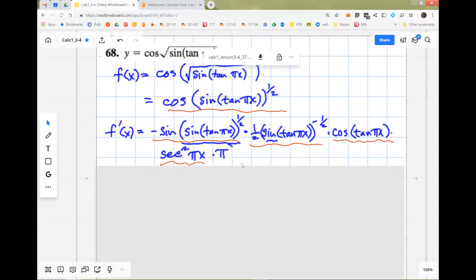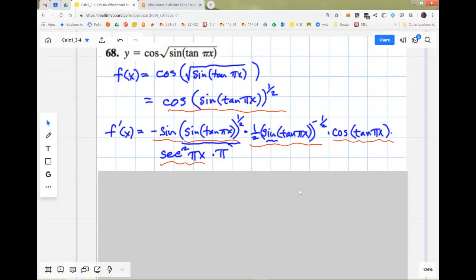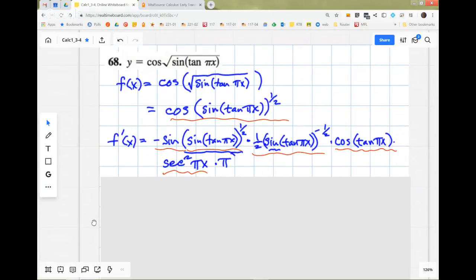So this is like the chain rule bonanza here. We had to use the chain rule how many times? I think 4 times. There's a whole lot you can do to simplify that. We could get rid of the negative 1/2 power and bring it to the bottom, but more important is that you get that the chain rule had to be used repeatedly here. All right.